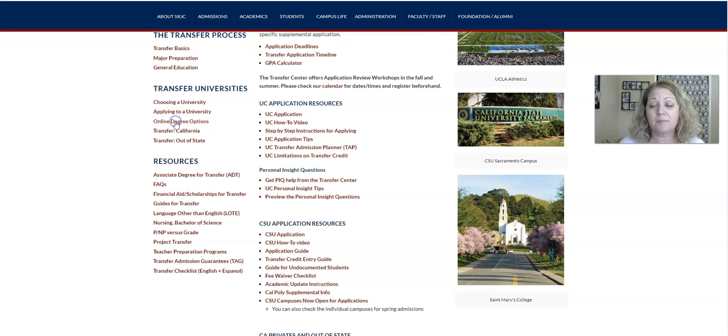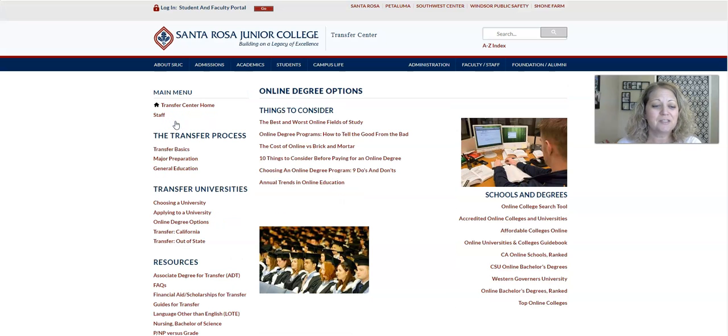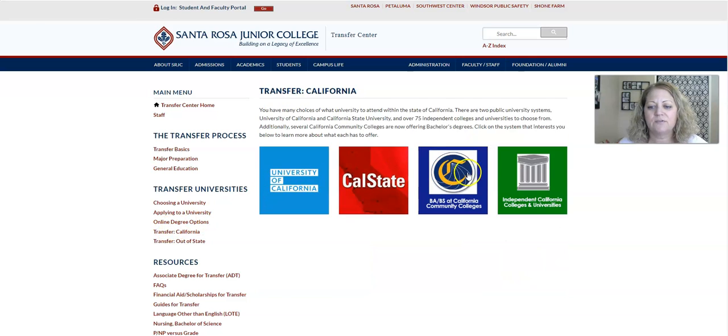Online degree options, maybe now online degrees are, or being an online student isn't as bad as you thought it would be and you want to go for this full time. So you can use these resources like the CSU online bachelor's degree search and that type of thing. And then Transfer California and Transfer Out of State. This is where you'll see the different systems. So you can go into UC, Cal State, the bachelor's degrees at the community colleges, there's a few of those, and then the independent California colleges and universities.